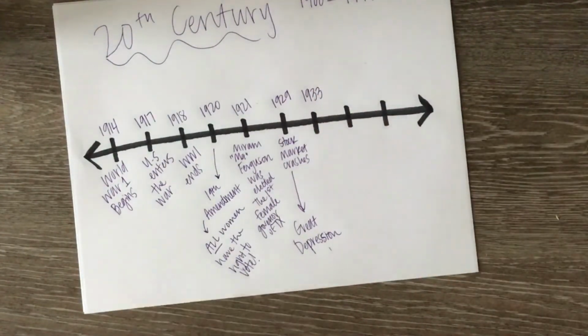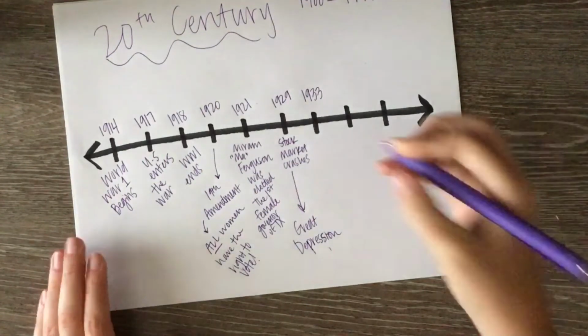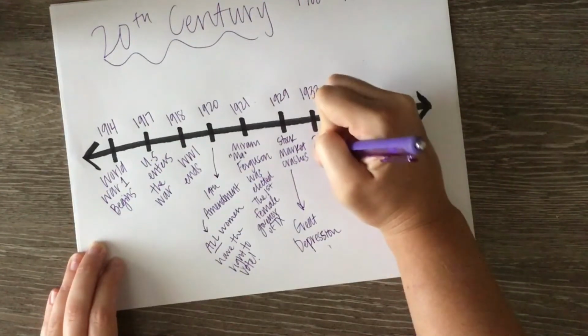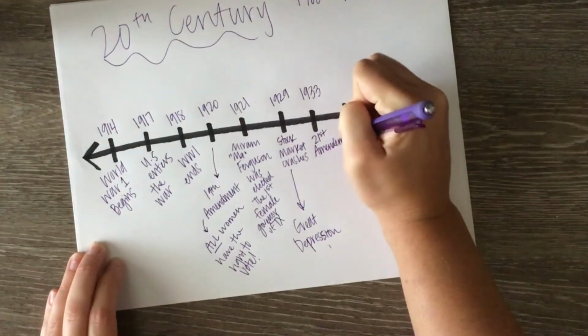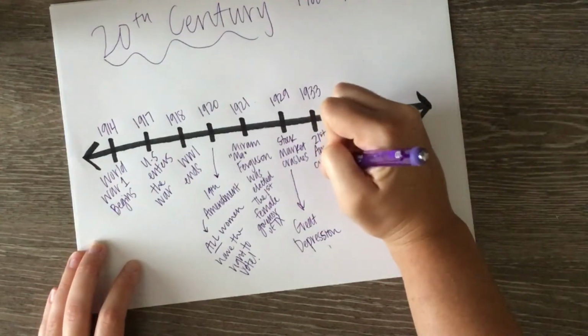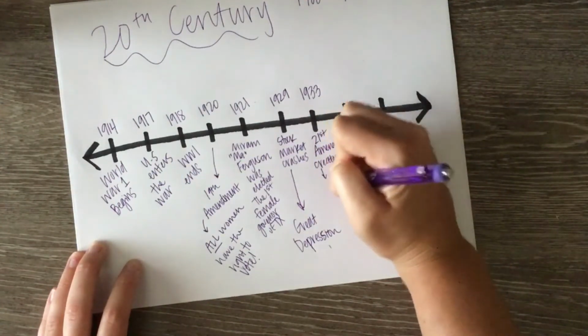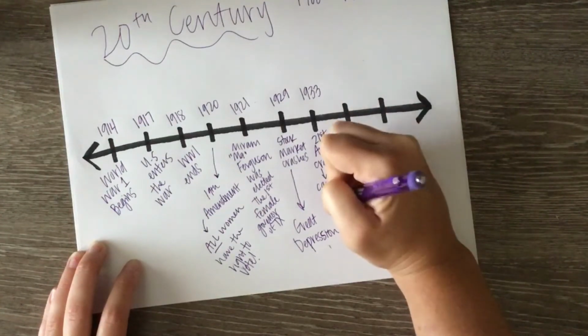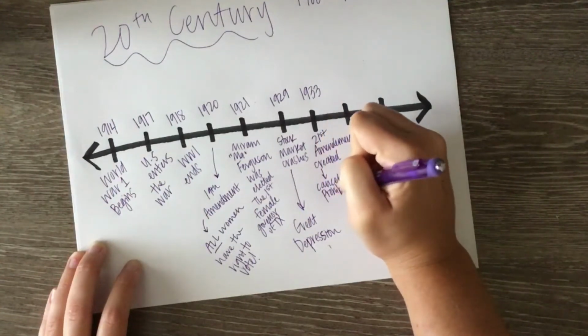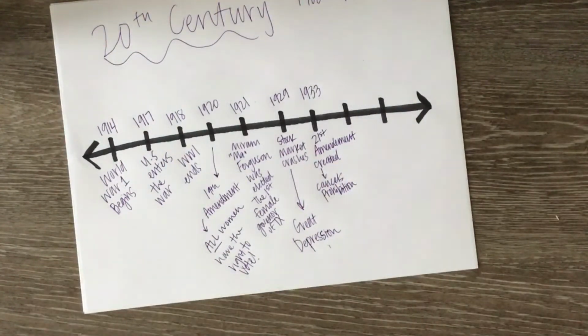The next date is 1933, and I'm writing way too big, so it's starting to all flow together. But this is when the 21st Amendment is created, and it cancels prohibition. Remember the 18th Amendment. The 18th Amendment made the manufacturing, selling, and drinking of alcohol illegal. But in 1933, the 21st Amendment canceled prohibition.